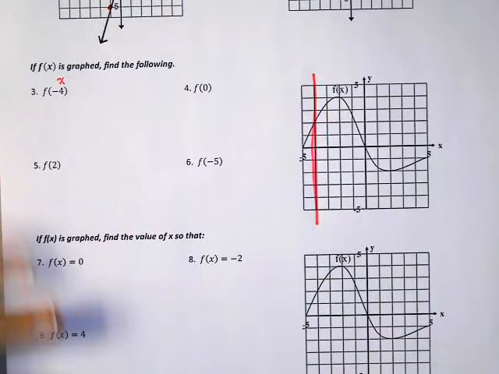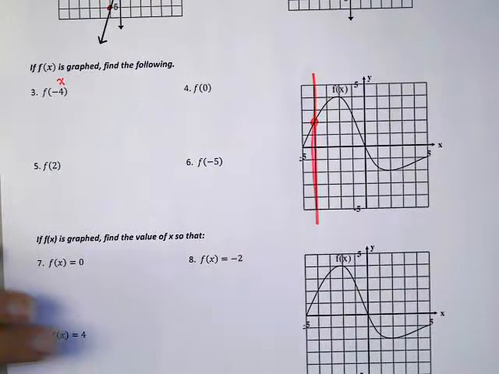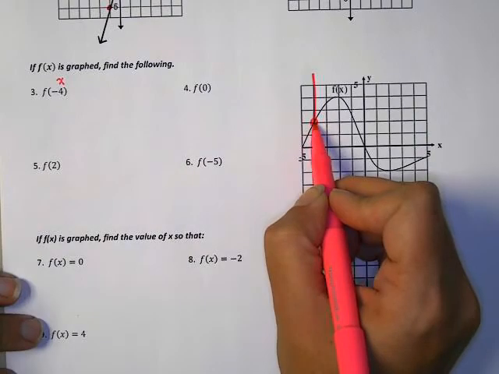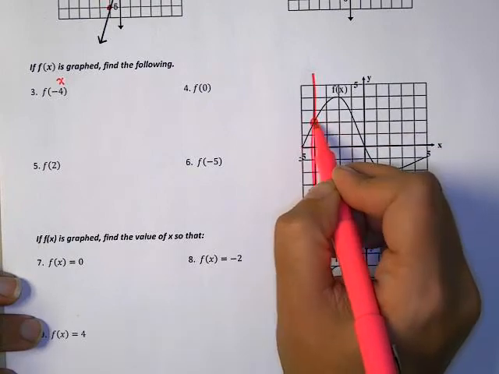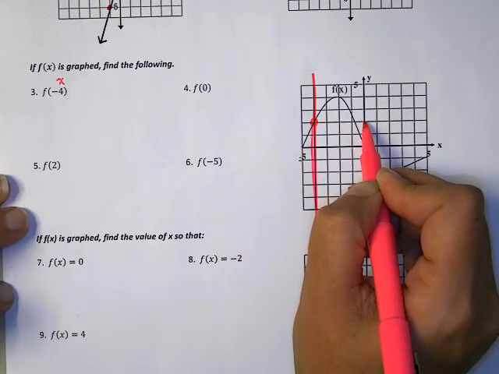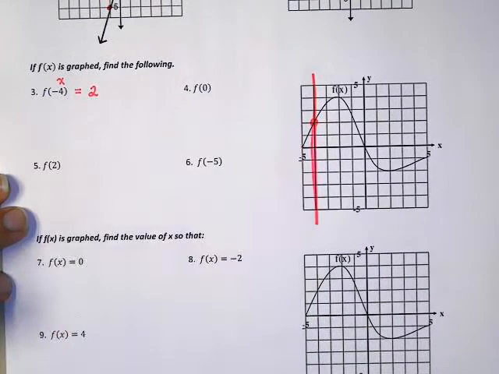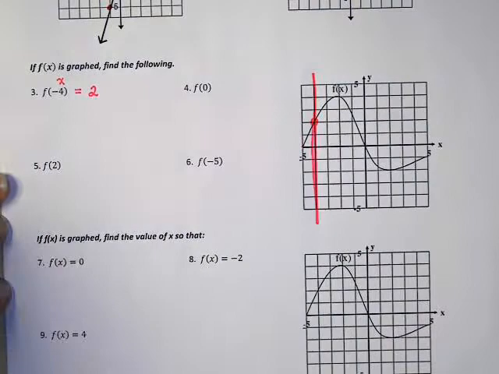What I need to do now is look for a point on the graph that touches that line. If I find this point right here, which is where this graph touches the pink line, the y value of that point would be 2. So my answer here would be 2, because that point is on the second floor of the graph.